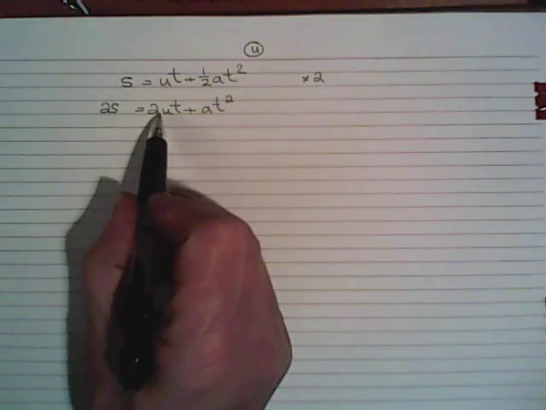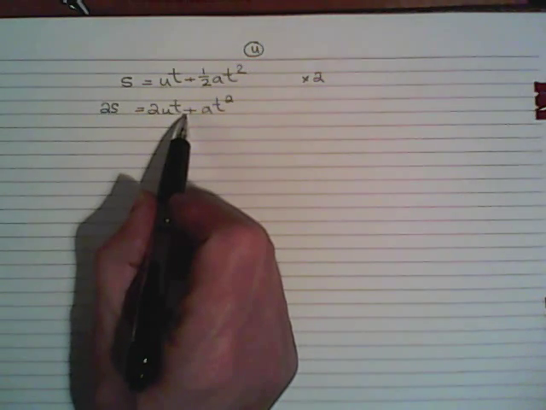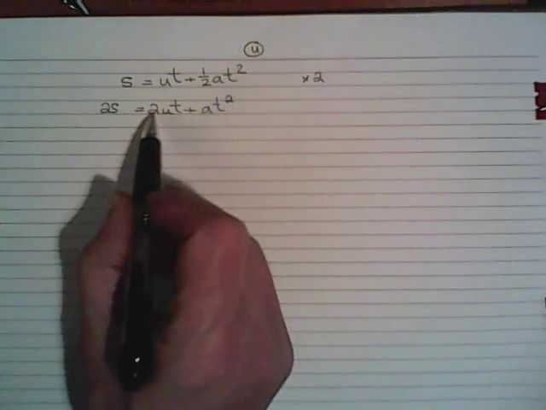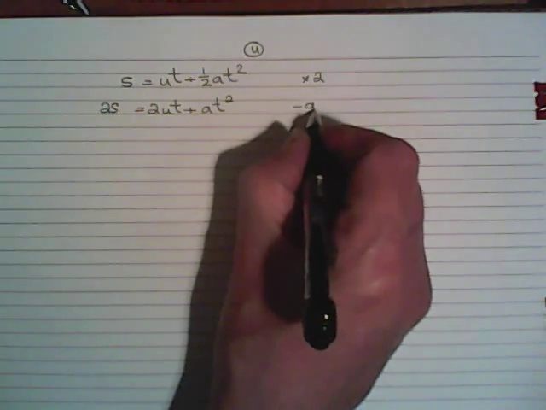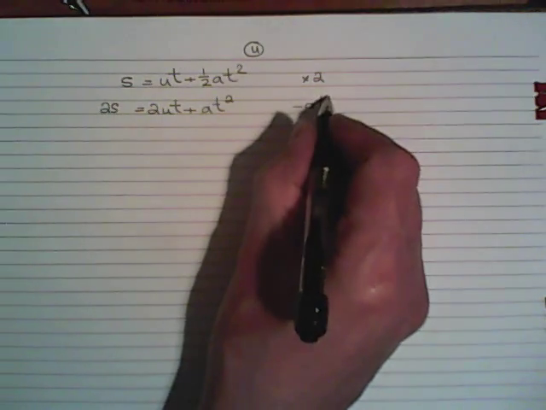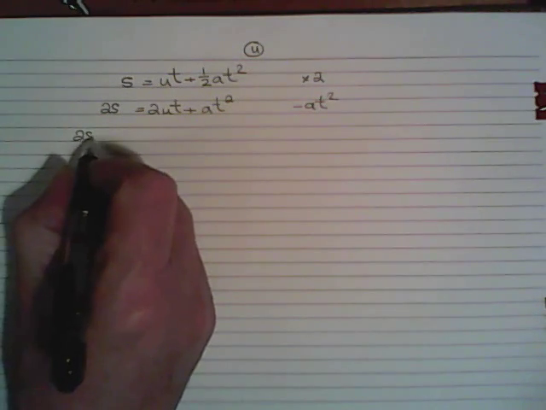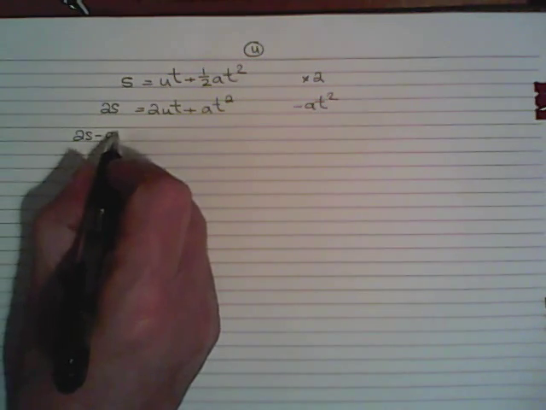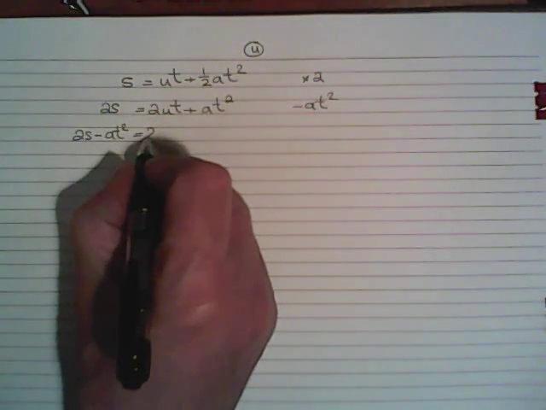Now, we're still looking for this u here. So what we need to do really is to subtract at squared from both sides. So let's put 2s minus at squared. So we now have 2s minus at squared equals 2ut.